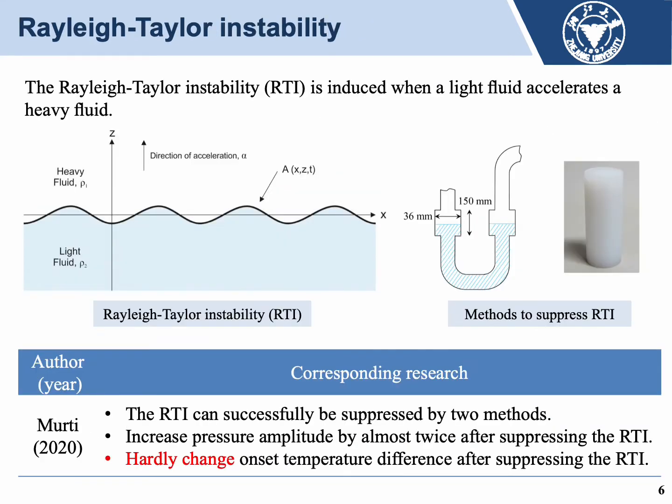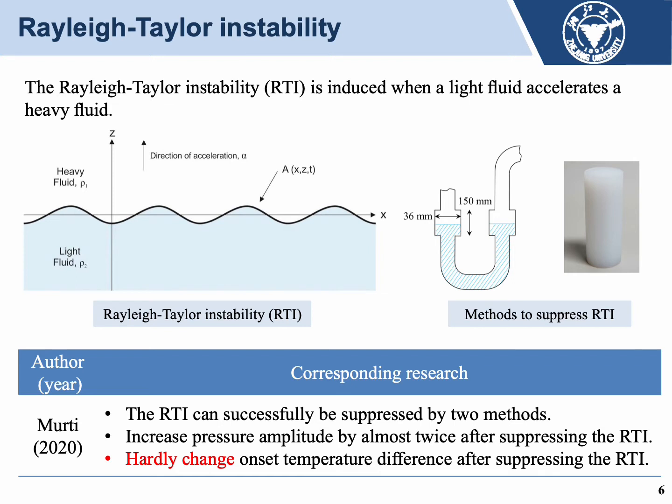The Rayleigh-Taylor instability is induced when a light fluid accelerates a heavy fluid. Since the oscillation of working gas can accelerate the liquid column in half of the cycle, the instability can occur in a gas-liquid thermoacoustic engine.